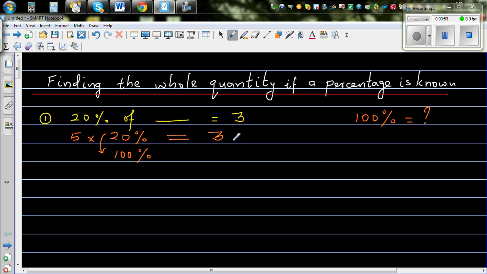So if you multiply this part of the ratio by 5, you also have to multiply this part by 5. So this has to be 15. So 100% should be 15. So you can say 20% of 15 is 3. Does it make sense? 20% of 15 is 3. So what is 10% of 15? 10% is 1.5, so 20% is 3. So it does make sense.